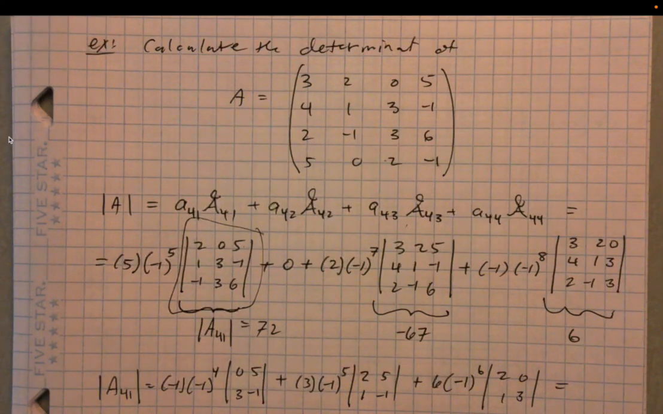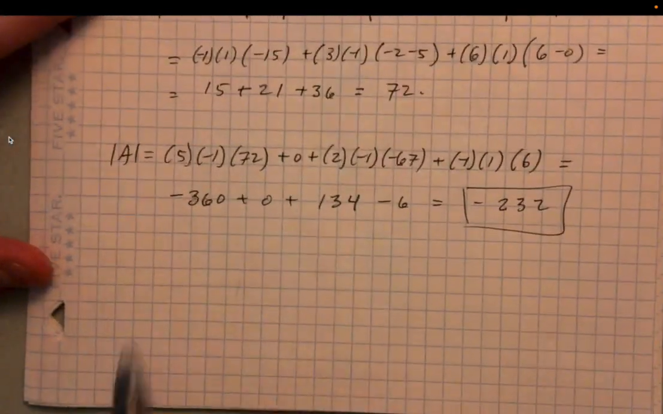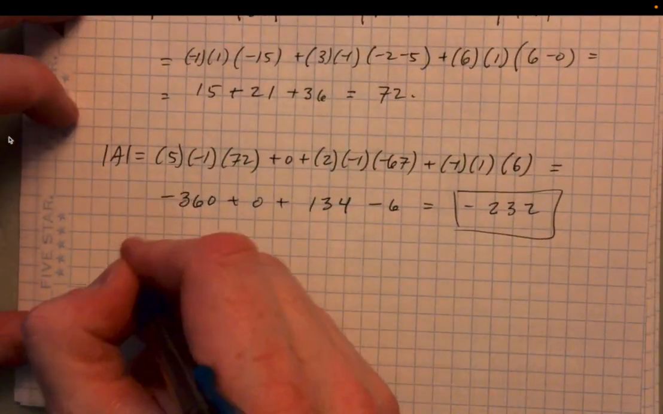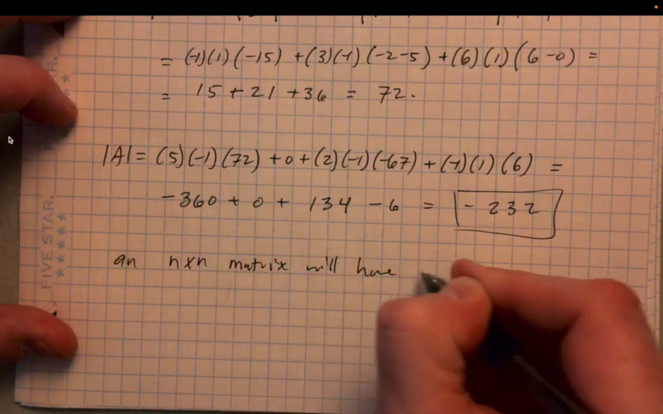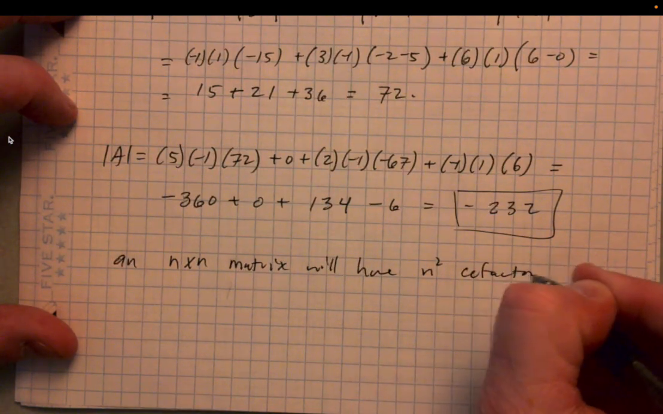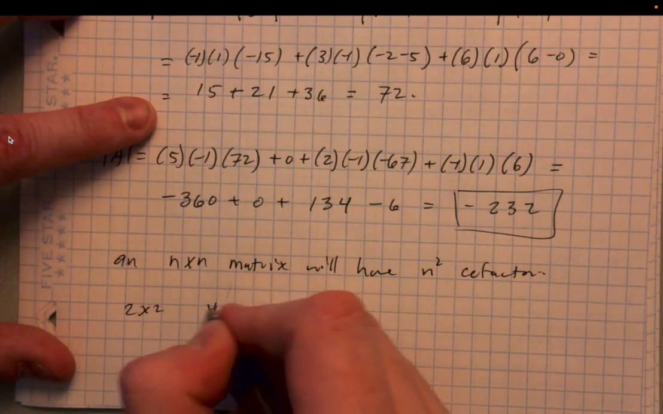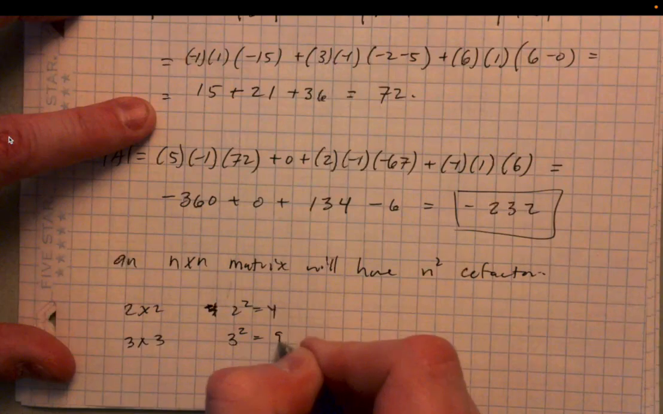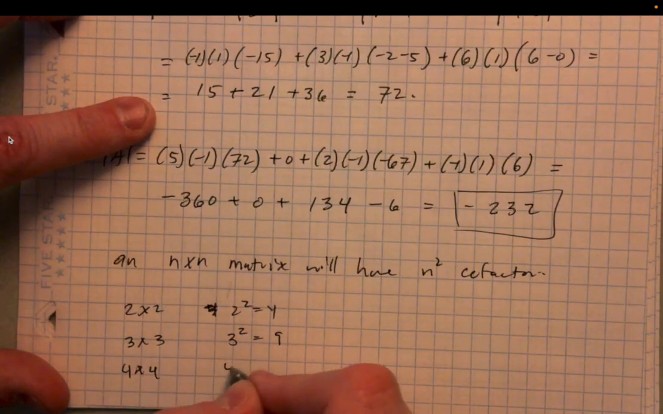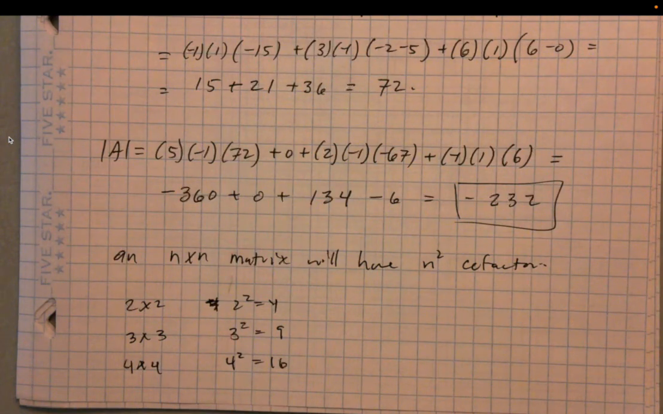And so an n by n matrix will actually have how many cofactors? It'll have n squared cofactors. That's part of the reason that this is so convoluted. So an n by n matrix will have n squared cofactors. So 2 by 2 has 2 squared equals 4. A 3 by 3 has 3 squared equals 9. A 4 by 4, 4 squared equals 16. And so you can see it ramps up really fast.